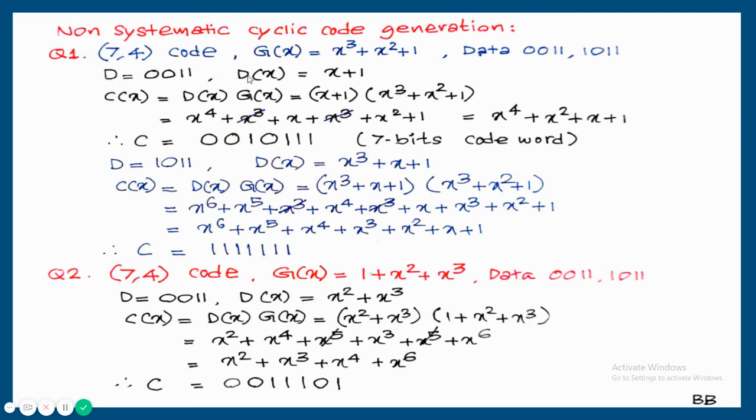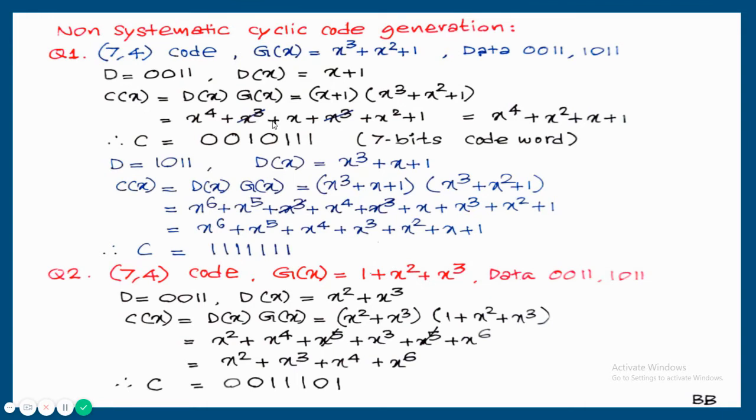For data 0011, the first step is to convert it into a polynomial, that is d of x is equal to x plus 1. The generator polynomial is already given, x cube plus x square plus 1. Just multiply these two: x plus 1 into x cube plus x square plus 1. Multiplication: x into x cube, x raised to 4; x into x square, x cube; x into 1, x; 1 into x cube, 1 into x square, 1 into 1, 1. Here, all this plus sign is XOR. Even though I am not showing XOR, it's an XOR addition.